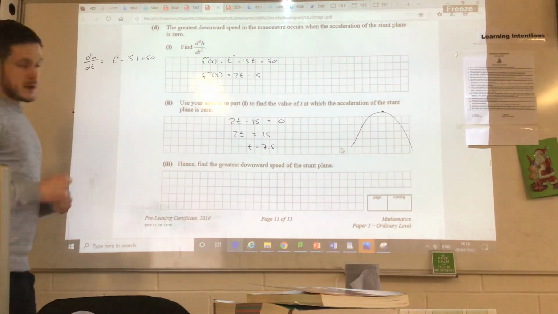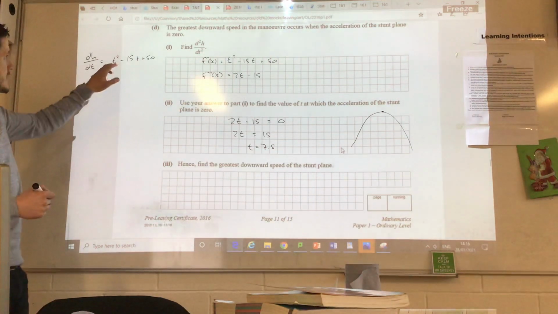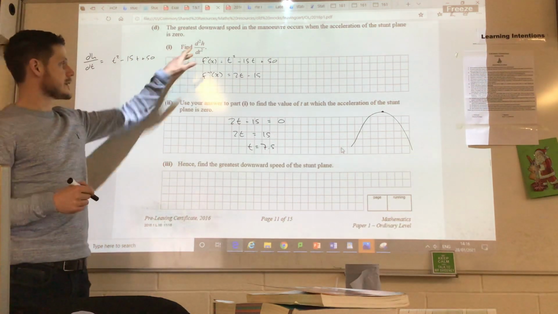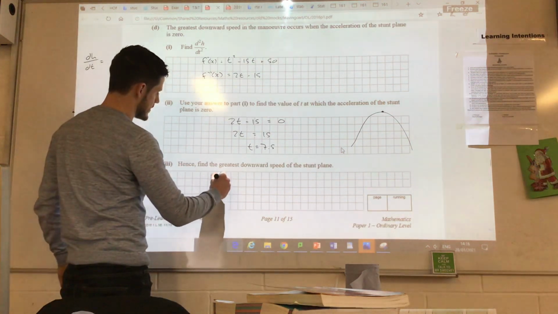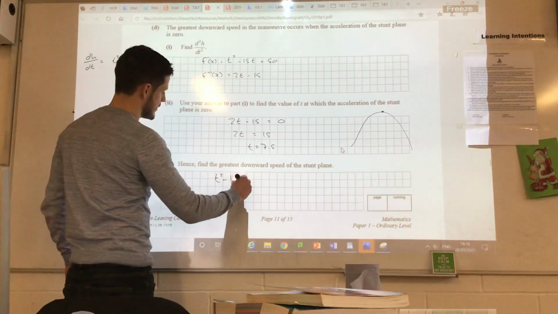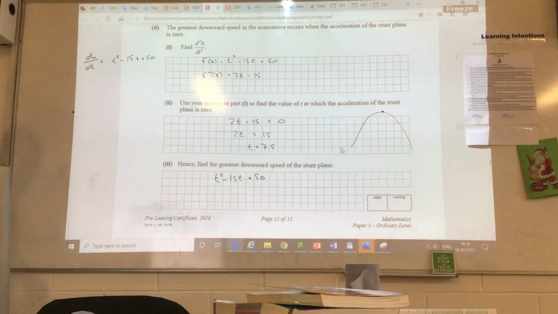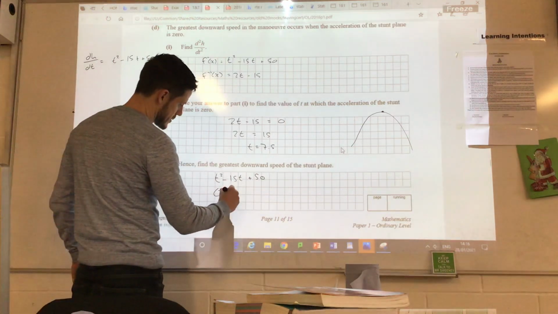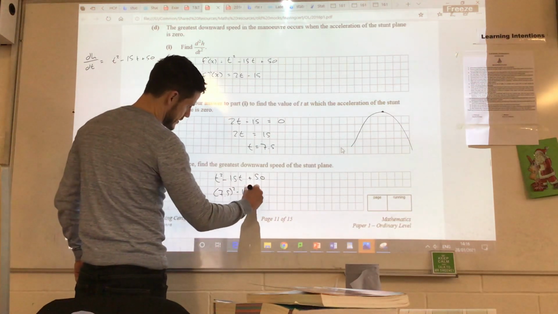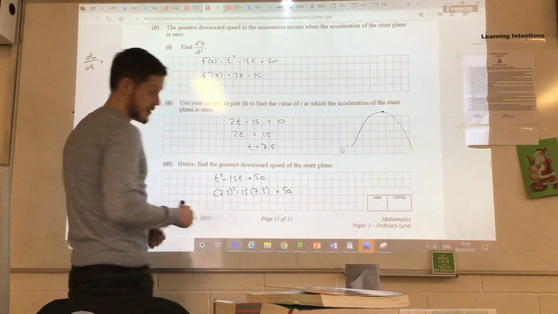Well, this is our speed. Remember, we differentiate, we get speed, and we differentiate again, we get acceleration. So we're going to use this differentiation here. Our first differentiation is related to speed, so it's t squared minus 15t plus 50. And what we do then is we sub in 7.5. So we go 7.5 squared minus 15 times 7.5 plus 50.